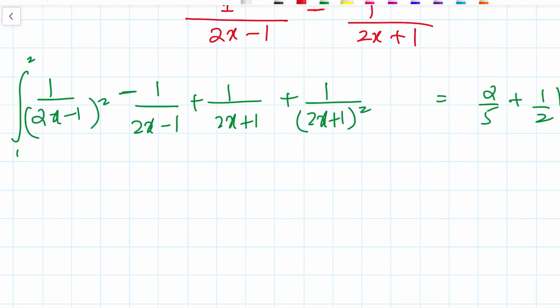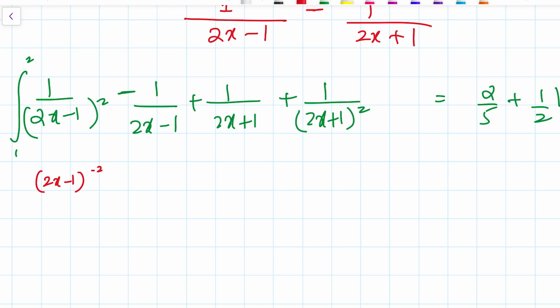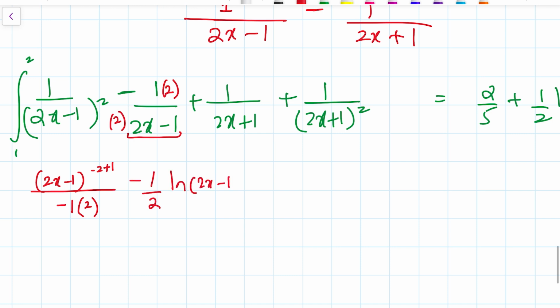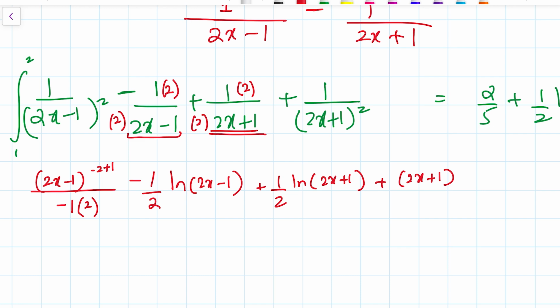Now this goes in the numerator, becomes minus 2 plus 1 divided by new power into the differential of the inside expression. For this one, the differential is 2. So what we do, we introduce a 2 here and we also introduce a 2 here. Minus 1 upon 2 ln 2x minus 1. Over here again, the differential required is 2, so we introduce a 2. Plus half ln 2x plus 1, plus 2x plus 1 to the power. This goes up, becomes minus 2.